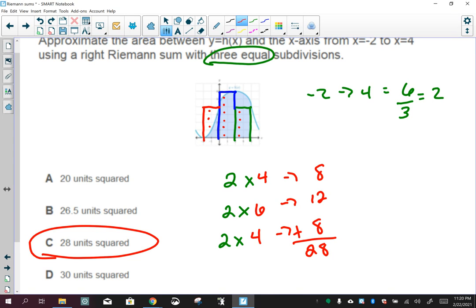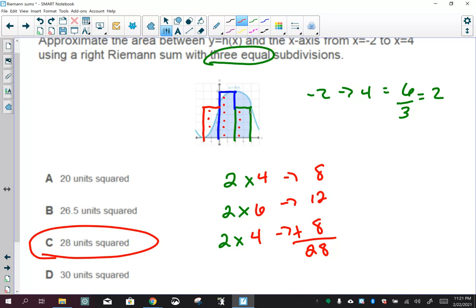All right, so that one's kind of hard to look at. So here's a helpful tip. When you're doing left and right, whatever side it says you should be doing, like if you're doing a right Riemann sum, start from the right side and then work your way left. If you're doing a left Riemann sum, start with the left side and work your way right. That way you're not trying to figure out where to actually start this thing.